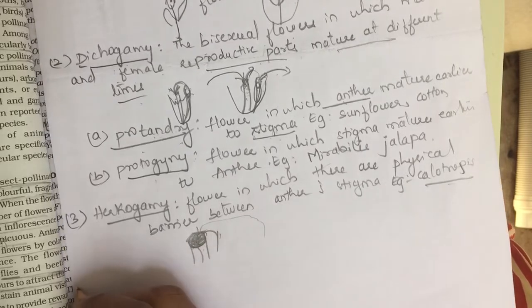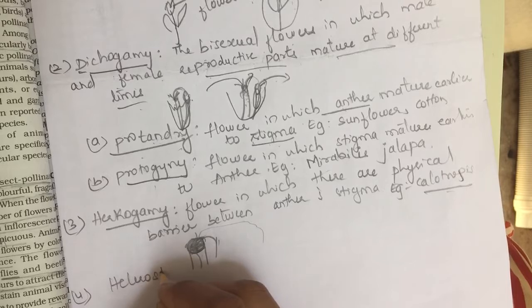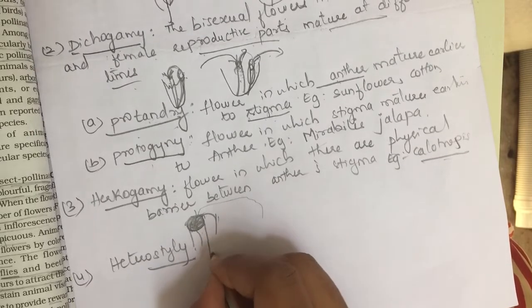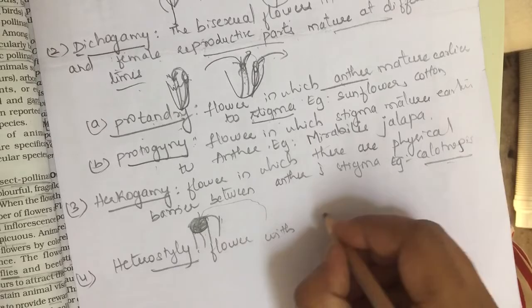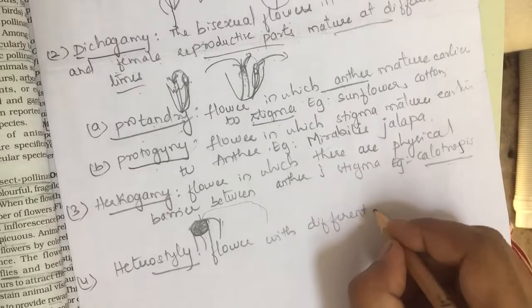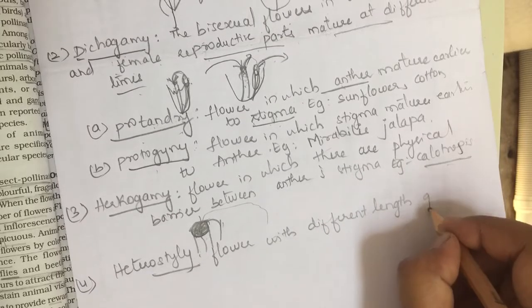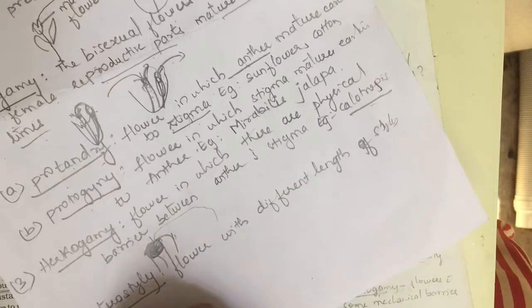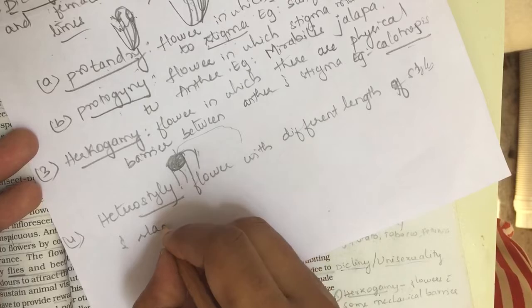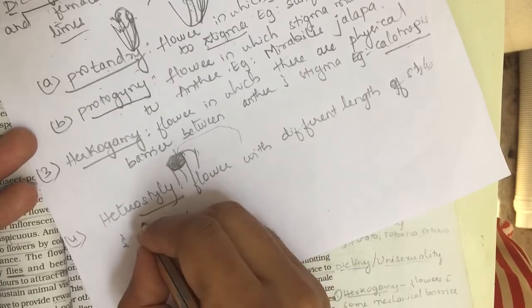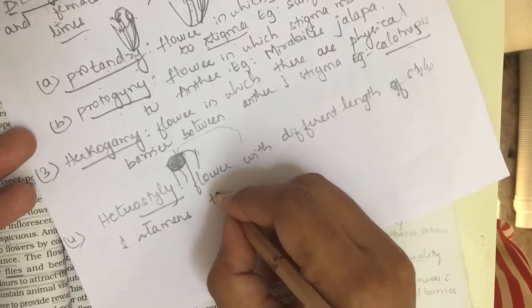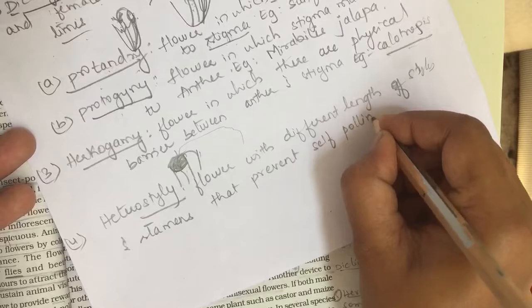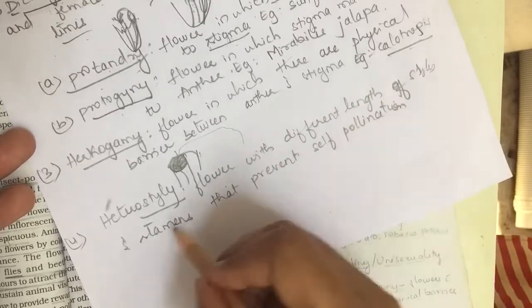Okay, next one is Heterostyly. Heterostyly: flowers with different lengths of styles and stamens that prevent self-pollination.